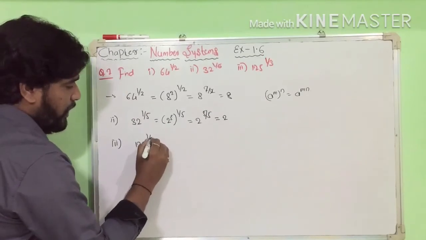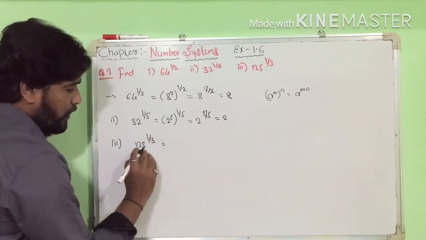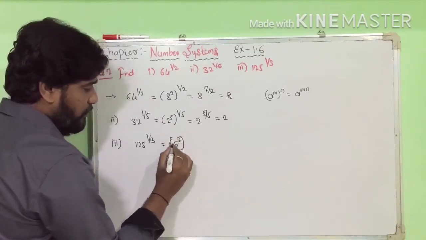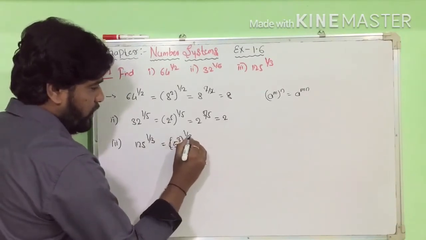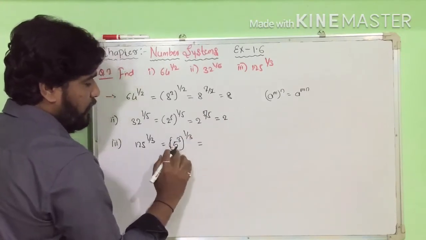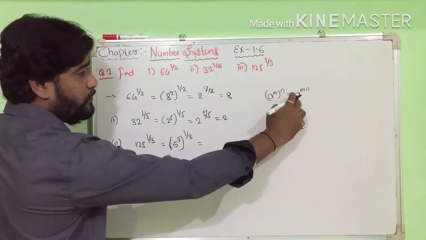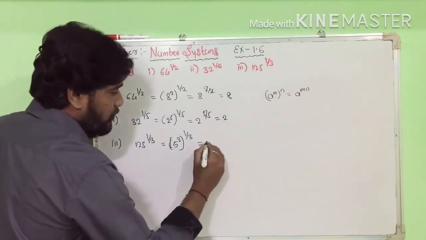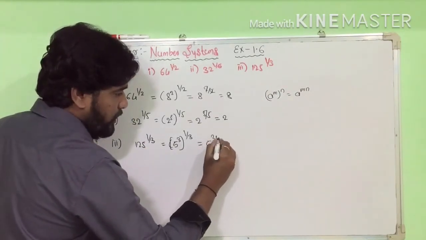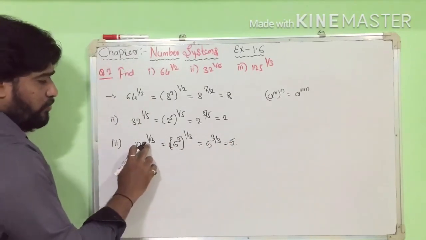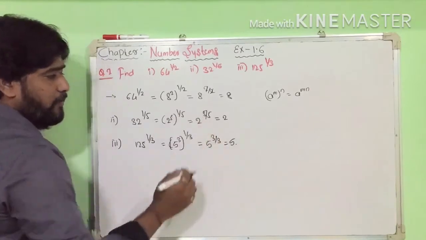So next, the third one, 125 raised to 1 by 3. 125 we can write as 5 raised to 3, 5 cube is 125, and 1 by 3 as it is. So it is in the form of a raised to m bracket n, so a raised to mn. Here 5 raised to 3 by 3, the 3 gets cancelled, we got only 5. So 125 raised to 1 by 3 we can write directly 5.